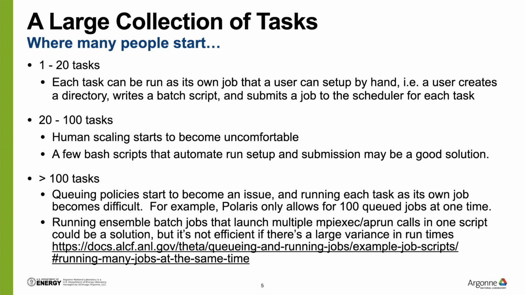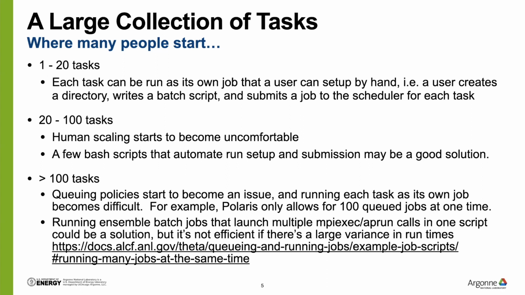So at this point, many people start to think about running ensemble batch jobs. So you could run multiple tasks within one batch job on the scheduler. And there are ways to do this. They're called ensemble jobs, and there's a link to our documentation for some examples on Theta. But there's some limitations here.